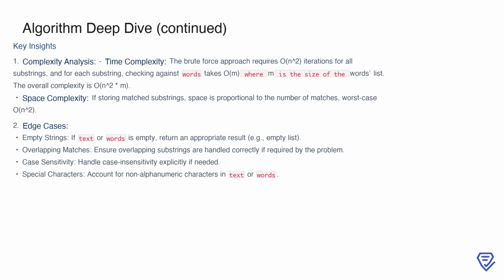Additionally, if we store the matched substrings, the space complexity depends on the number of matches, which in the worst case can be n squared. There are also edge cases to consider. For example, if the input text or words is empty, the solution must return an appropriate result, such as an empty list. Overlapping matches may require special handling, depending on the problem's requirements. Case sensitivity and special characters in the input are other factors that might need to be addressed, ensuring the solution is robust and handles all possible scenarios correctly.